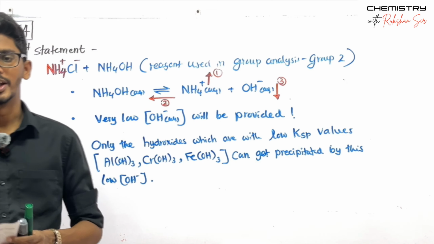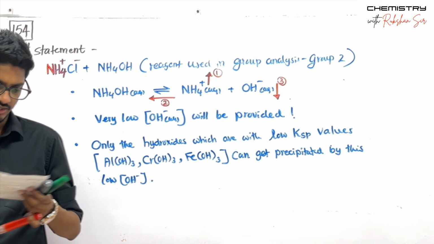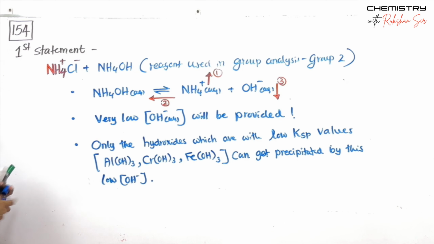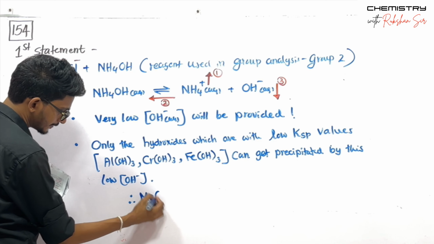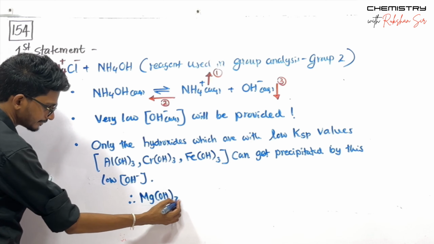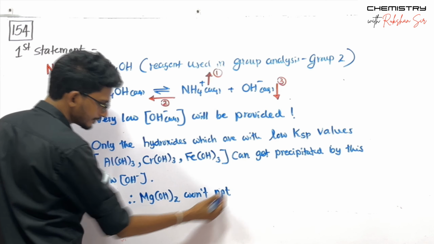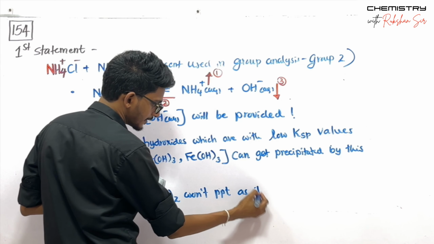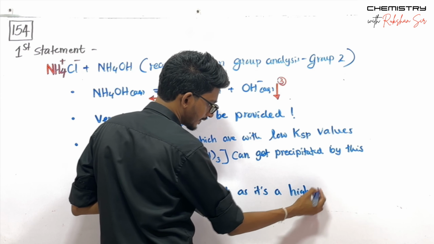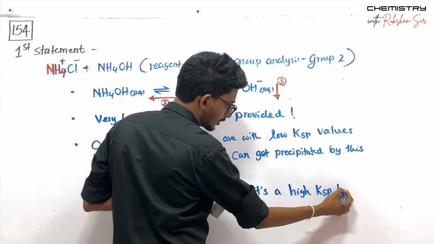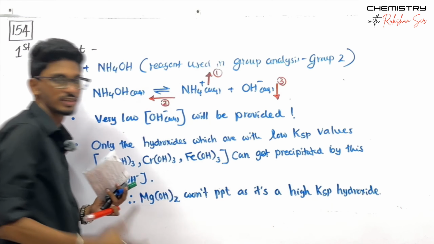So the 2 plus hydroxides can't get precipitated. Magnesium hydroxide does not precipitate there, as it's a high KSP hydroxide. 2 plus hydroxides are high KSP hydroxides.